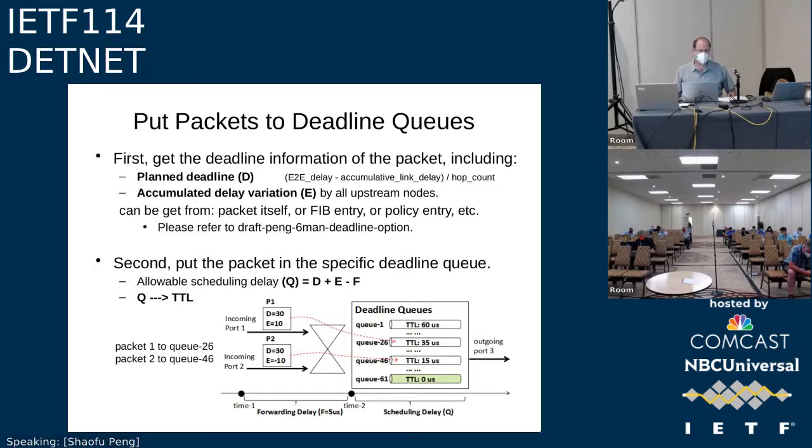We need to compute the allowable scheduling delay. It is equal to the planned residence time plus the accumulated residence time deviation minus the internal forwarding delay. The following figure shows how 2 packets are put into the deadline queues.